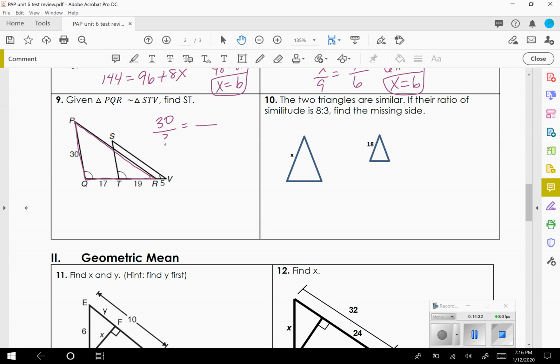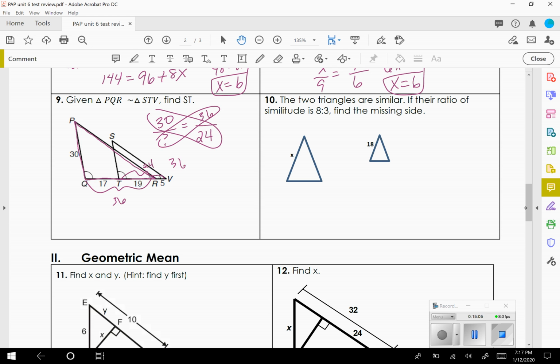okay, from Q to R, it's the 17 and the 19 together. So you have to add them. So you have to do 17 plus 19, which is 36. So you have 36, and then now for the smaller triangle, we have the 19 plus the 5. So 19 plus 5 is 24. So I have big triangle, small triangle, big triangle, small triangle. So do our cross products.